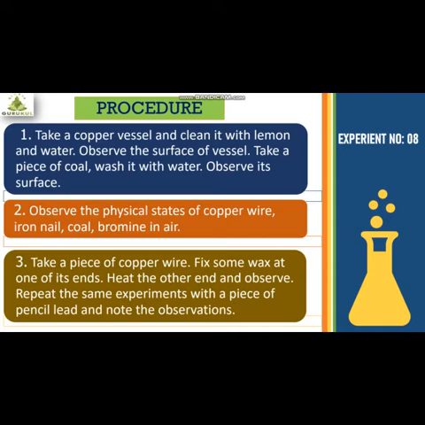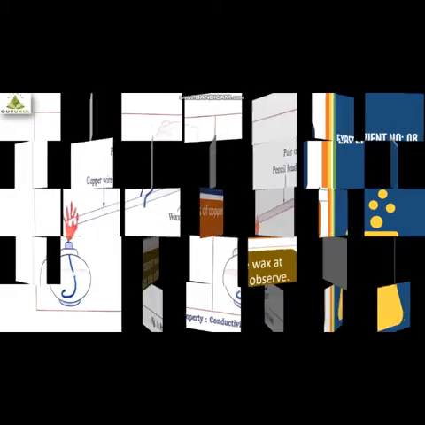Then third, what is the third step? Let us understand. You have to take a piece of copper wire and fix some wax at one of its ends. Heat the other end and observe. That means on one side you will have wax and on the other side you will start heating. And you will do the same experiment with a piece of lead pencil, and then you will note the observations. Let us see the diagram here.